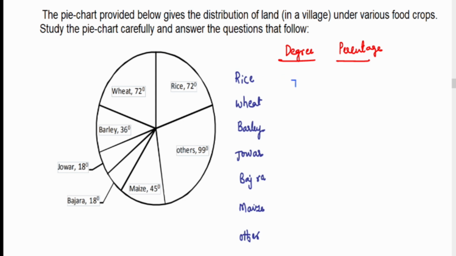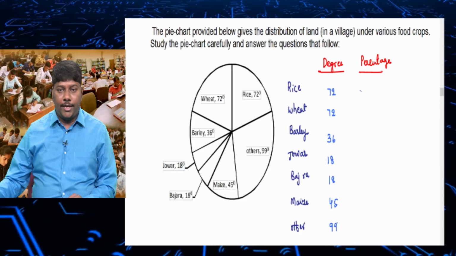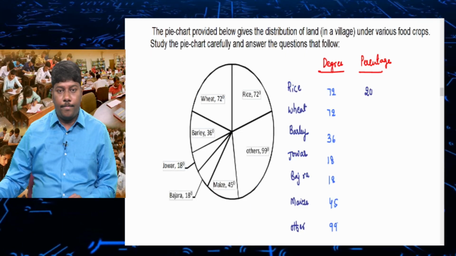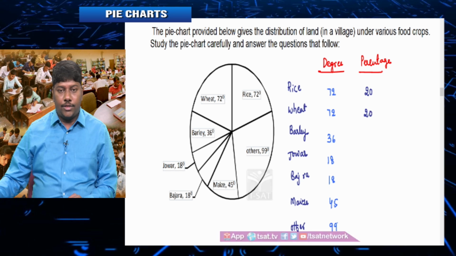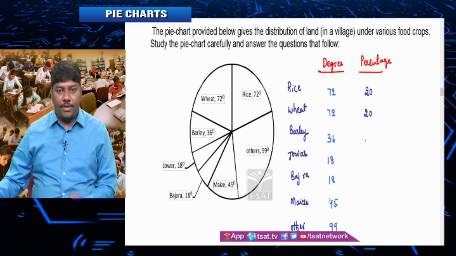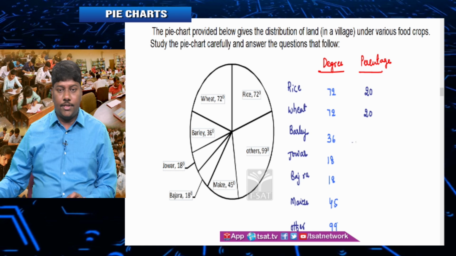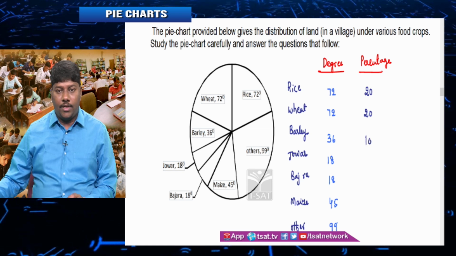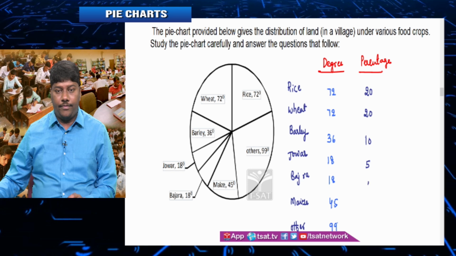So you can easily say this. Look at rice is 72 degrees, wheat is also 72 degrees, barley is 36 degrees, jowar is 18 degrees, bajra is 18 degrees, maize is 45 degrees, others is 99 degrees. If I convert it into terms of percentage here, look at the percentage. We know 18 fours are 72, therefore 5 fours are 20. Wheat is also 5 fours are 20. So 36 is 18 twos are, therefore it is 10. 18 is 5. 18 is 5.